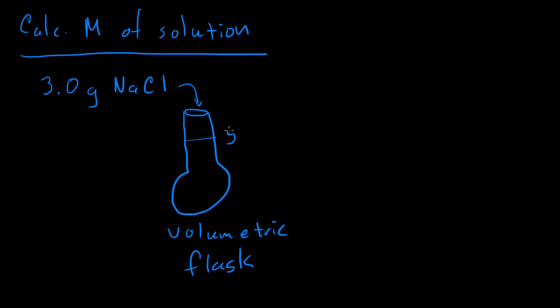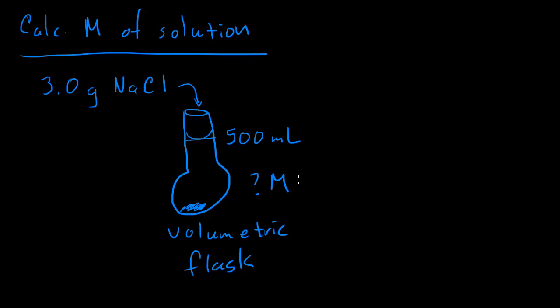In this case, let's imagine that our flask is a 500 milliliter volumetric flask. So I put 3 grams of sodium chloride in there, so the 3 grams goes in the bottom. Then I fill it up to the mark with water, so our meniscus ends up sitting right on top of that little mark. And we dissolve it all, so the sodium chloride dissolves. And I want to know, well, what is the molarity of this solution?